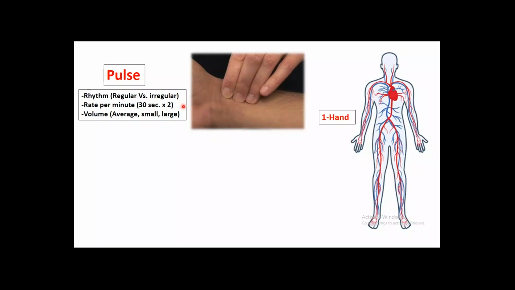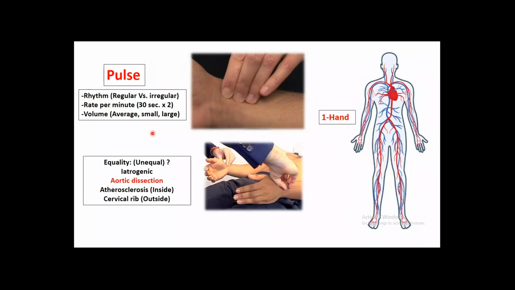Then assess the heart rate per minute by simply counting the rate in 30 seconds, then multiplying by 2 for the sake of time. Assessing pulse volume: to appreciate any abnormalities in the pulse, you should palpate many normal people to become aware of the sensation of normal pulse volume, which is called average pulse volume. So then you should appreciate a small or large volume. Then check the pulse on both sides simultaneously. Normally the pulsation is equal in both hands.